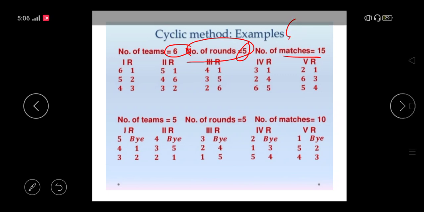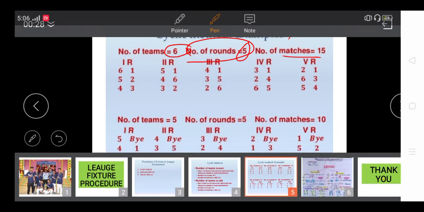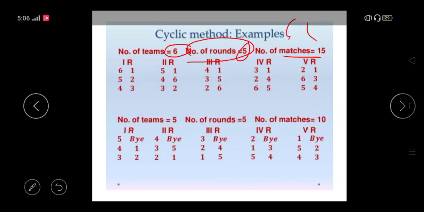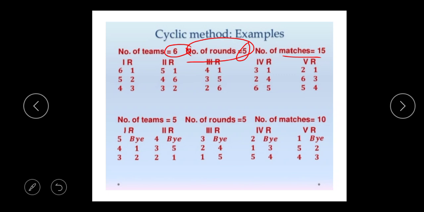6 times (6 minus 1) upon 2. Clear? Then 6 minus 1 is 5. 6 fives are 30. 30 upon 2. Then 2 fifteens are 30. Clear beta? You get the result: 15 matches. Clear? Then 5 rounds are there.